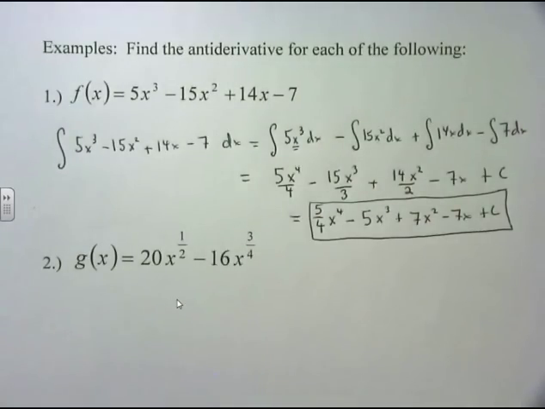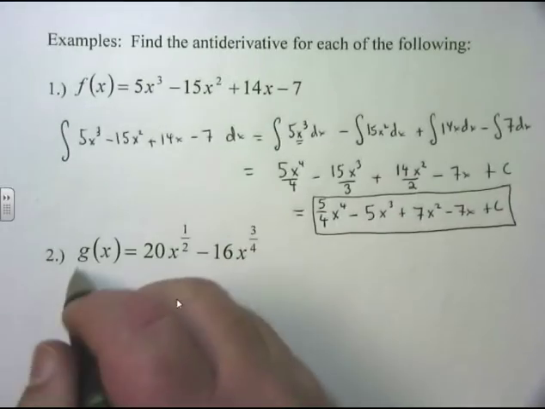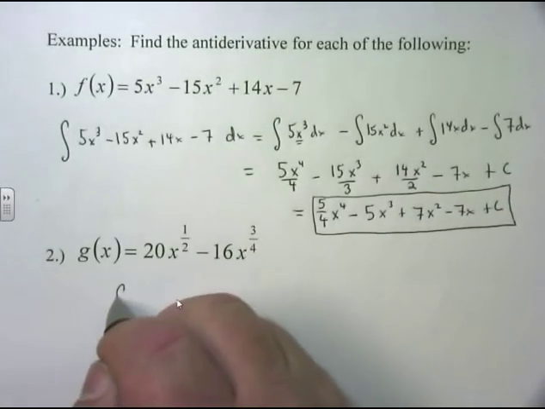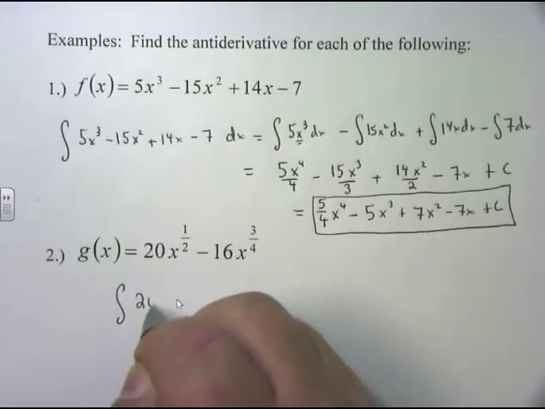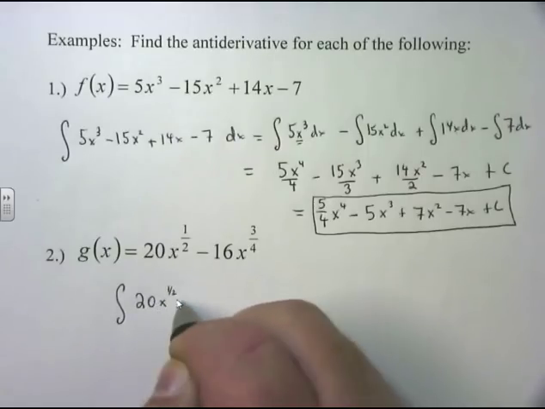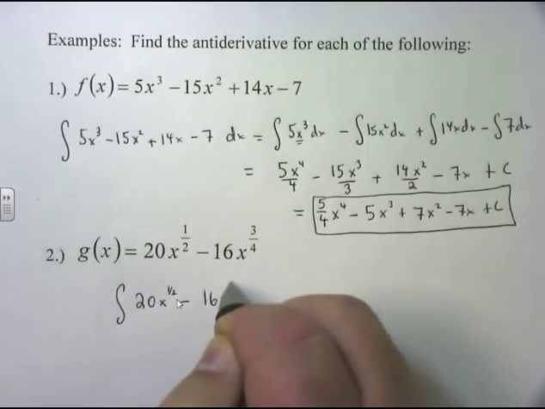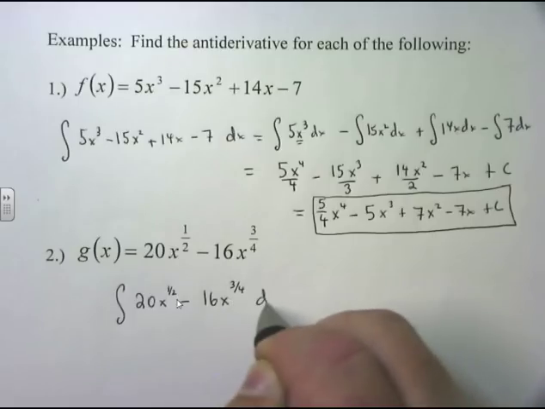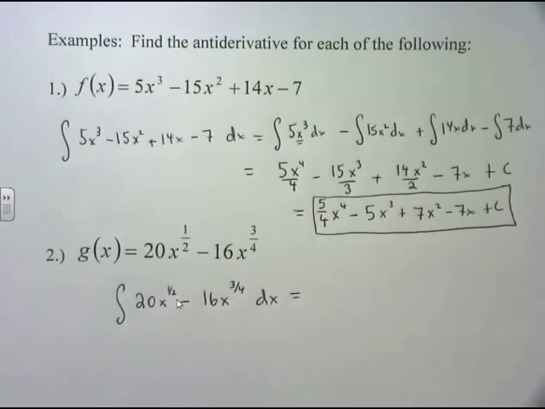But just like with derivatives, antiderivatives have the same rule. So let's apply this. We're supposed to find the antiderivative of this guy, so we're going to integrate 20x to the 1/2 minus 16x to the 3/4 with respect to x to find the antiderivative.